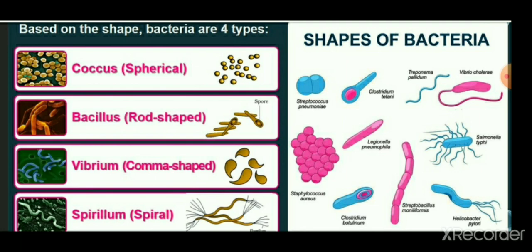You can see in these pictures examples like Streptococcus pneumoniae, Clostridium tetani, Vibrio cholerae, Streptobacillus moniliformis, Clostridium botulinum, Helicobacter pylori, and Salmonella typhi. There are various types of bacteria present on the basis of their shapes.